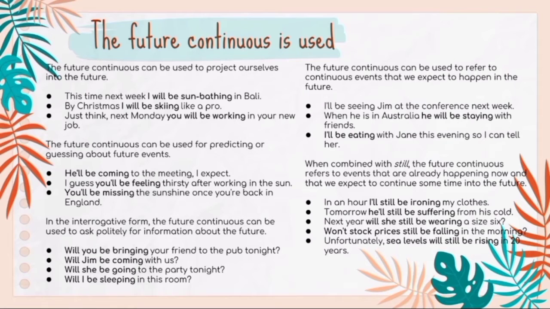When combined with still, the future continuous refers to events that are already happening now and that we expect to continue sometime into the future. Example number 1, in an hour, I'll still be ironing my clothes. Number 2, tomorrow he'll still be suffering from his cold. Number 3, next year, we'll still be wearing the size 6.